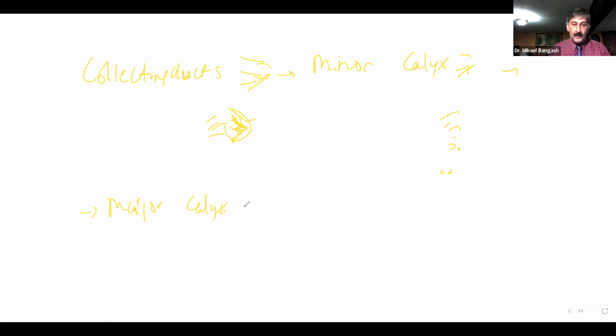The major calyces, close to your hilus, will empty into what we'll call the renal pelvis. And from the renal pelvis is going to be your ureter.